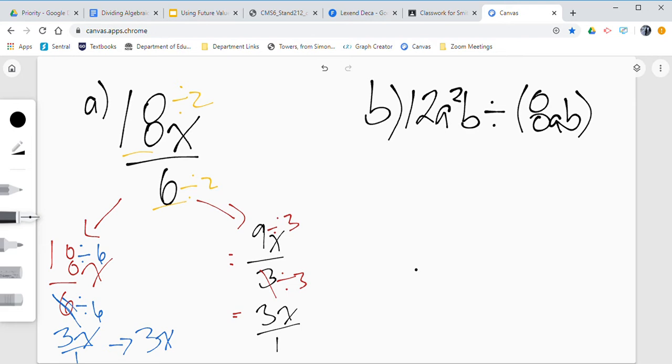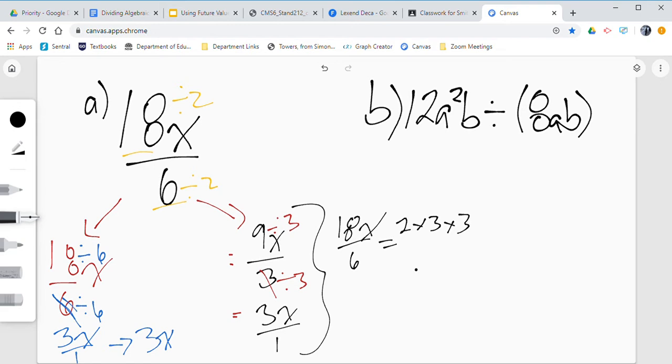Another way of visualizing this is to think about 18x over 6 in terms of the ways of making 18 and making 6. So 18 is really a way of saying 2 times 3 times 3.